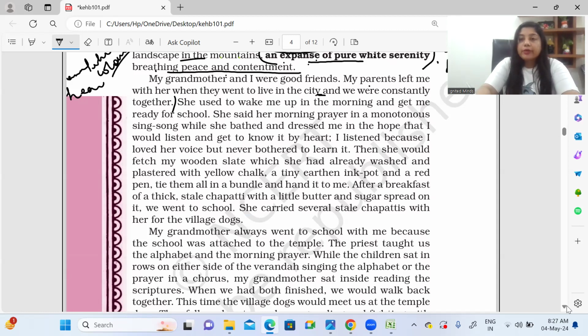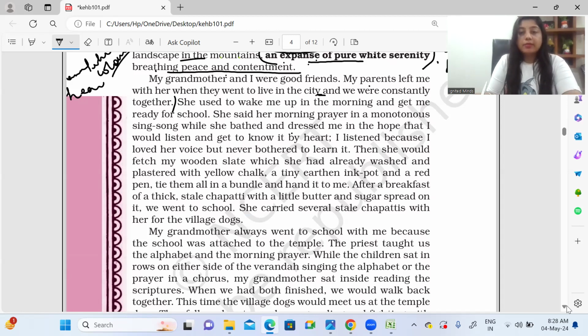Now, why had they gone to the city? Because they wanted a better life for their son and for their mother also. So, first they had gone to the city to settle, to find a house, to collect some money. Okay, so now they have gone to settle in the city. Meanwhile, they have left their son with their mother. So, the narrator and grandmother live together.